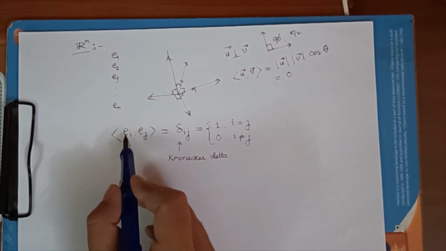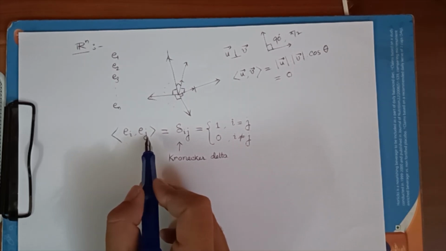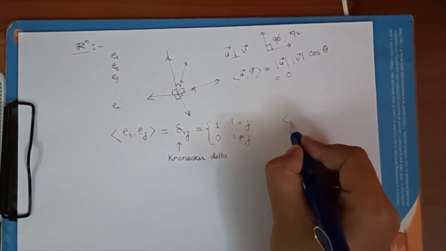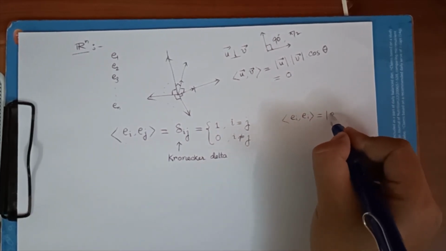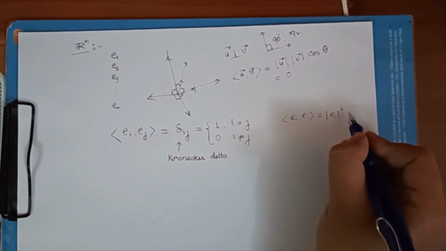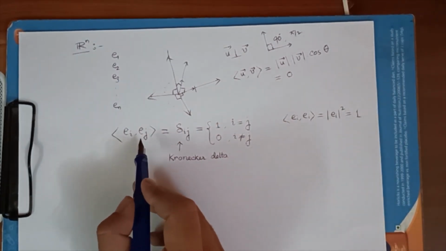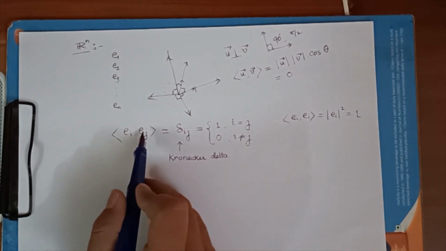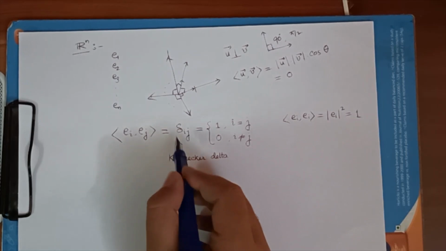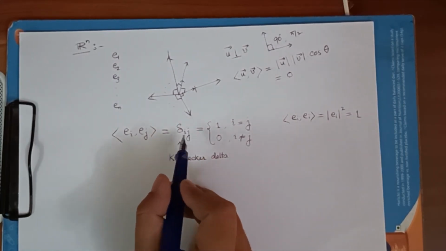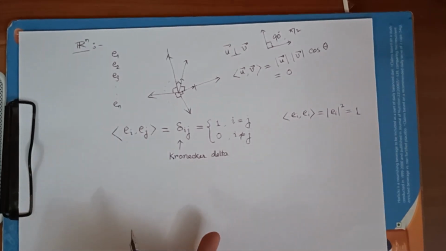The inner product between Ei and Ej will be 1 if i is equal to j. That means the inner product between Ei and Ei, which is essentially the norm square of Ei, that is the length of Ei square, which is 1. And if i is not equal to j, then they are orthogonal to each other, so their inner product becomes 0. This Kronecker delta will come back again in network theory, signals and systems, everywhere. This is just the introduction of that in a different context, of course.